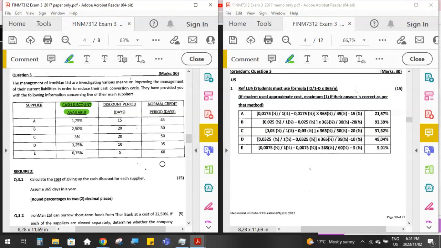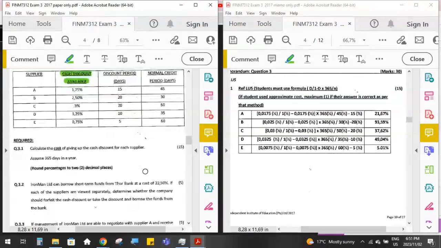Which means we would then be minimizing the amount that we would be funding using our overdraft rate. Because remember, our cash conversion cycle is funded from our overdraft. That's the assumption that we make.